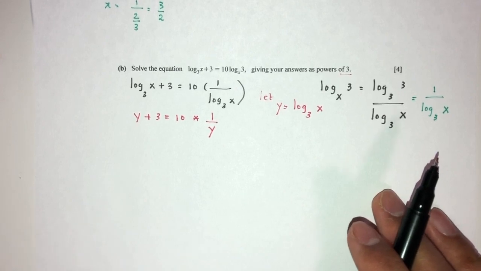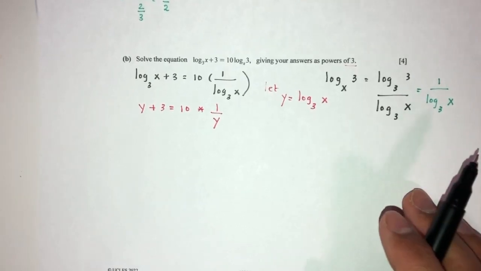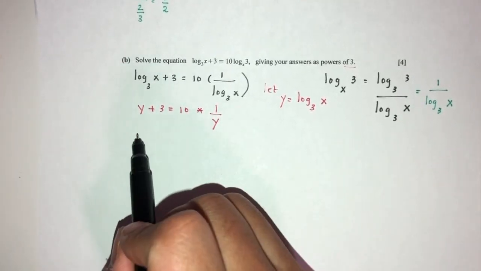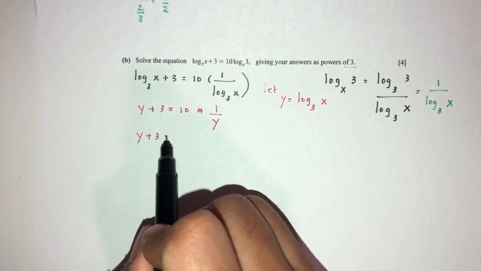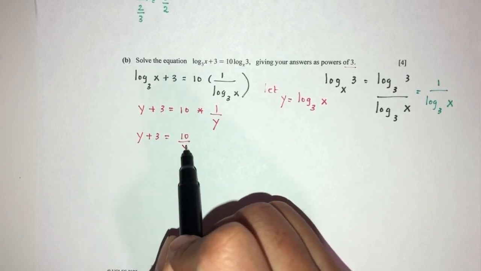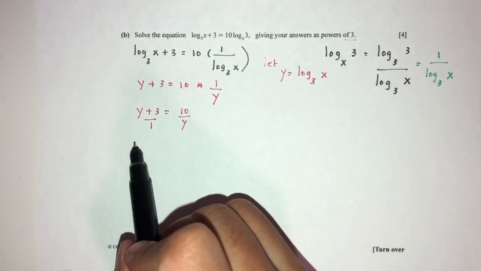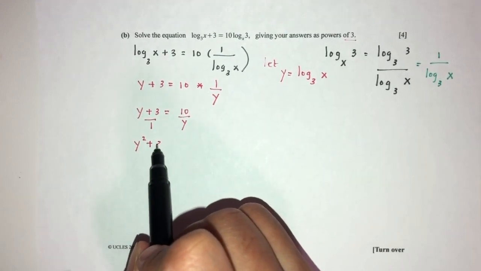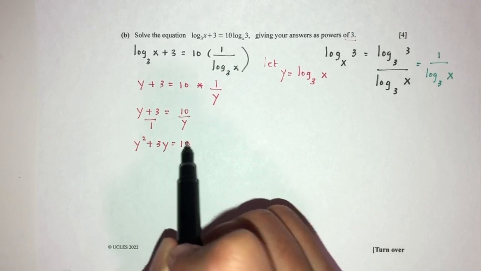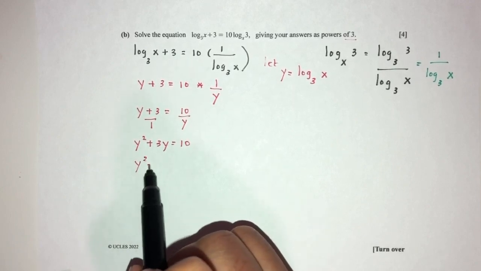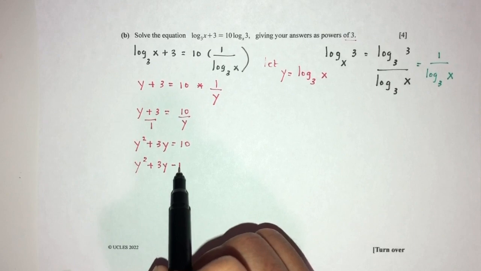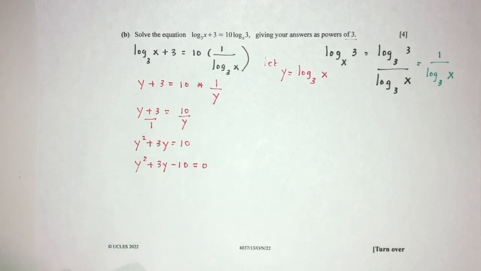Okay, so now it's not too bad. It will become what? y plus 3 will be 10 over y. I can obviously cross multiply, right? You will have y squared plus 3y is equal to 10. Send this over here, you will have y squared plus 3y minus 10 is equal to 0.